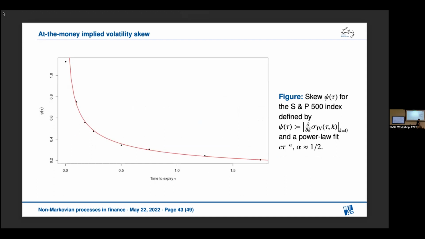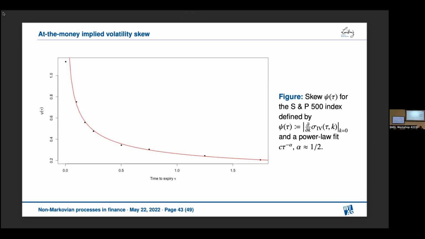Right. And what you get then is a function of the maturity. Much nicer to think about because it only has one variable now. And what you see here, the black dots are data and the red curve is now a power law fit to this data.